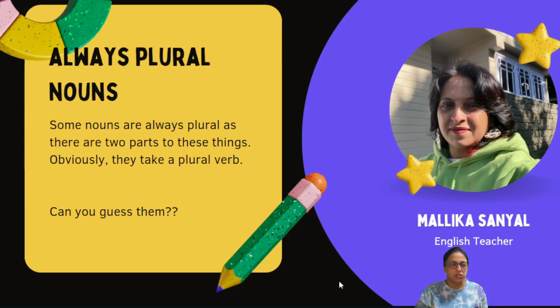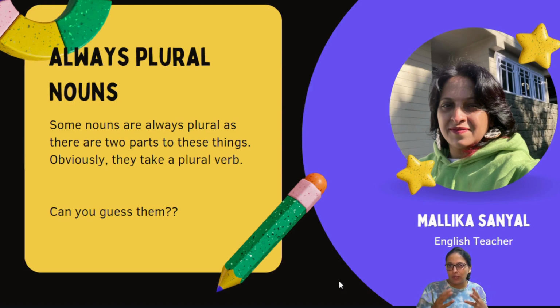Okay, great. We just finished learning about indefinite pronouns, determiners, conjunctions, and how we need to identify which type of verb, singular or plural, is going to be used after a singular or a plural subject. But now what we are going to learn is about certain nouns which are always plural. They always appear to be plural to us because they have two parts to them. Can you guess some of those nouns? Can you think of those objects or things that have two parts to them?